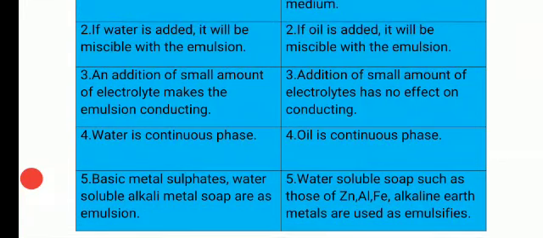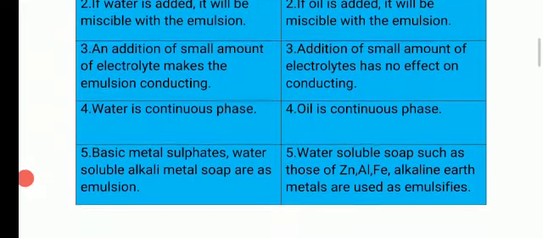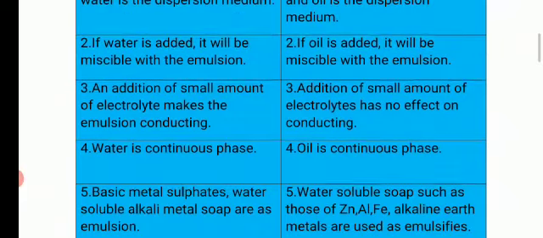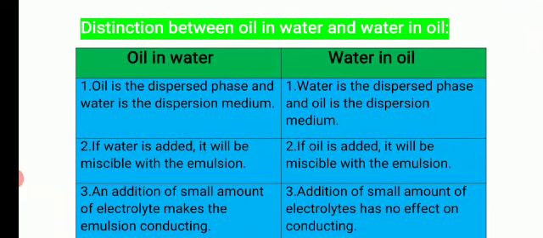Here for water in oil, the fifth one, water insoluble soaps made of zinc, aluminium, iron, and alkaline earth metals are used as emulsifiers over here. So these are the examples. Understood, guys? So there are simple 5 points of difference between oil in water and water in oil. Please prepare them very well.